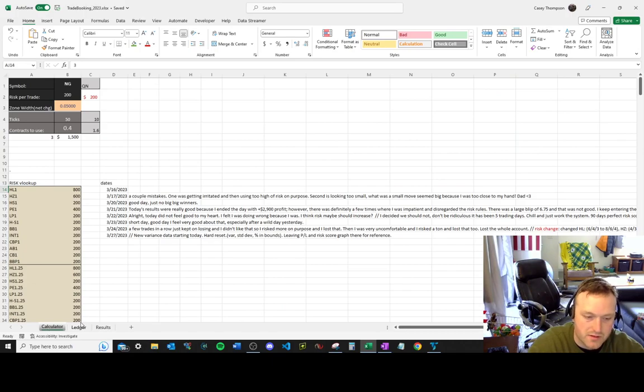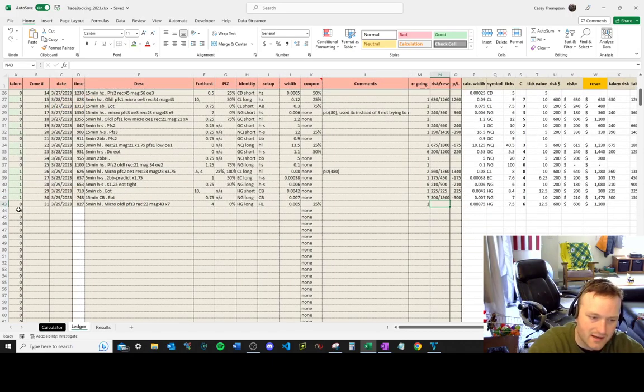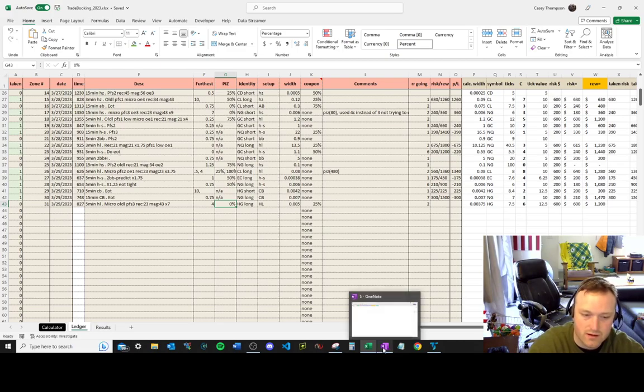If we miss a trade, we miss a trade, and that's why we have this taken column. This one at 827, I missed that. I was trying to take a 25% off coupon, but it ended up going 4 to 1 with a 0% PIZ, pivot in the zone. That means it touched my zone and left right away.